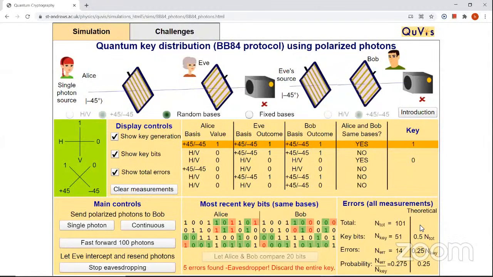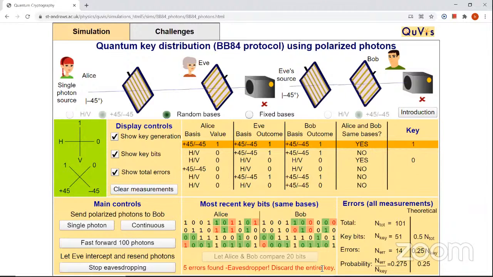So our theoretical expectation was that if you send 100, then 50% of the time bases will match, and if Eve is present, then 25% of the time you will have error. Here we observed that 25% error is happening. Out of this 100, 51 are received and 14 errors have occurred. So in the entire 51, 14 times error has occurred, which is around 27%. This is the practical result, and the theoretical estimate is that around 25% of the time the error should happen. So if error is around 25%, it means Eve is present, so discard the entire thing.